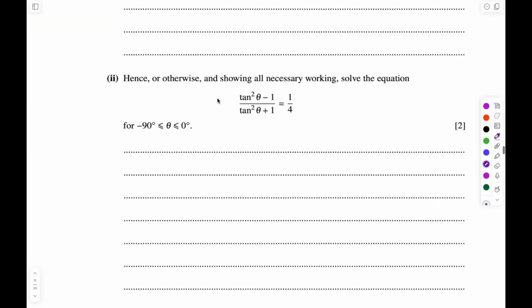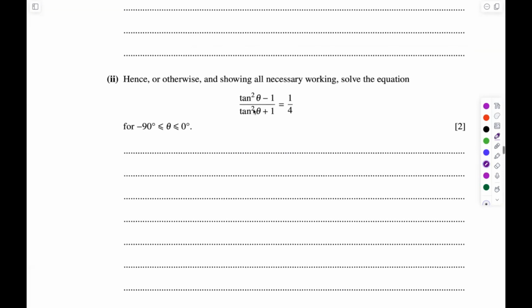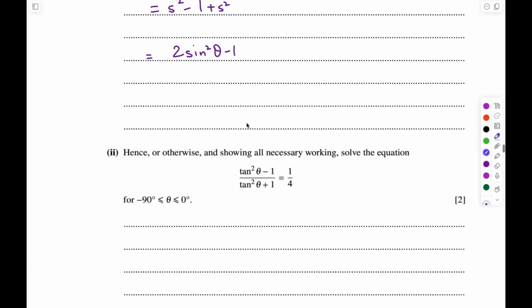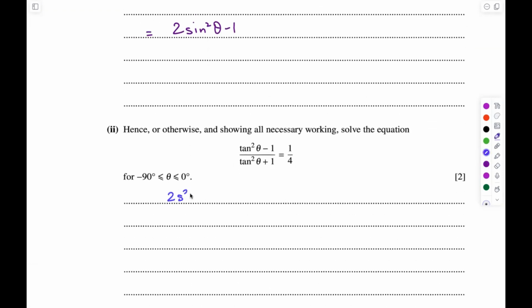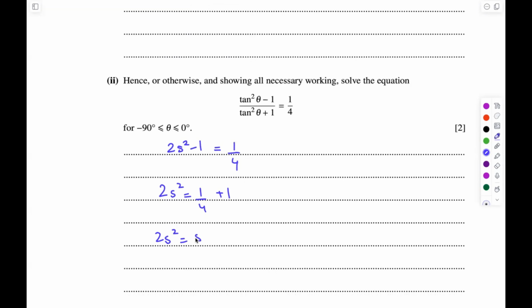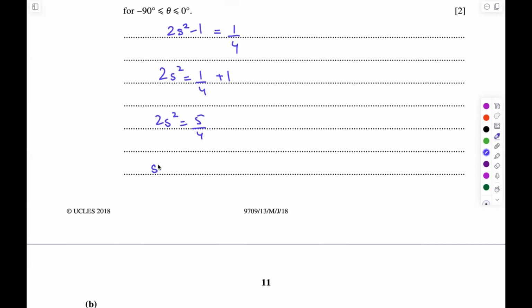In part 2, it says, hence or otherwise show all necessary working to solve the equation for minus 90 to 0. And the equation is the same, tan squared minus 1 upon tan squared plus 1 equals 1 upon 4. Now we know that this can be written as 2 sine squared minus 1, and we can write it equals to 1 upon 4. Now taking 1 on the right hand side, that will become 2 sine squared is equals to 1 upon 4 plus 1. So 2 sine squared will be equals to 5 upon 4, and 2 will divide on the right hand side. So we can write it as sine squared theta will be equals to 5 upon 8.